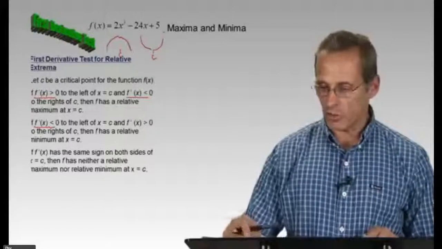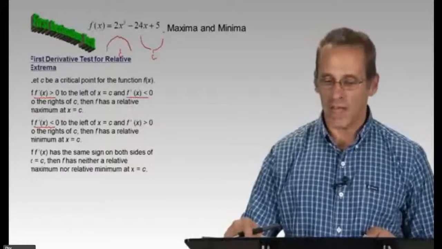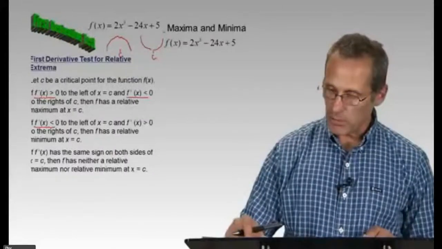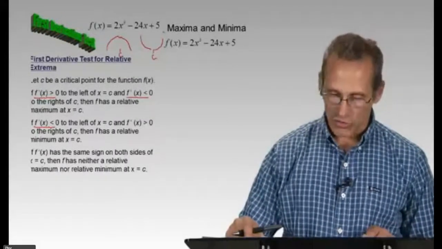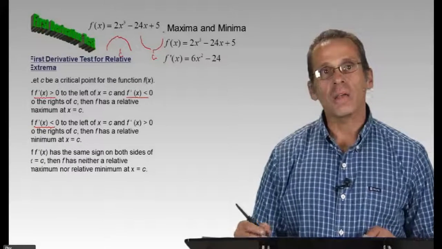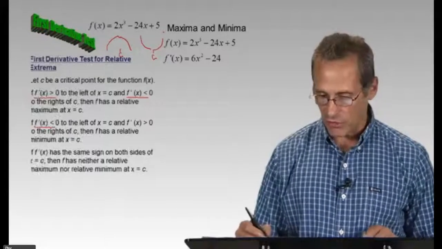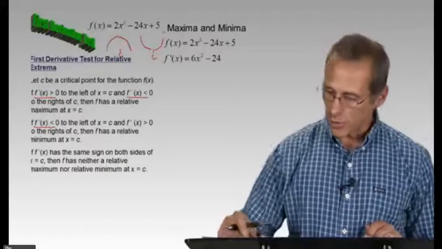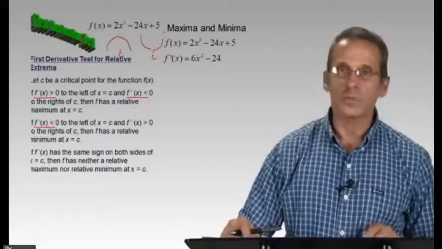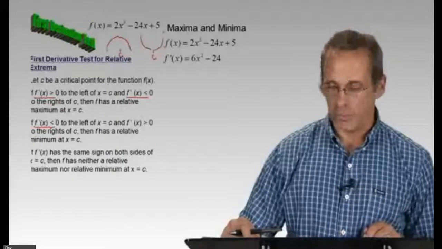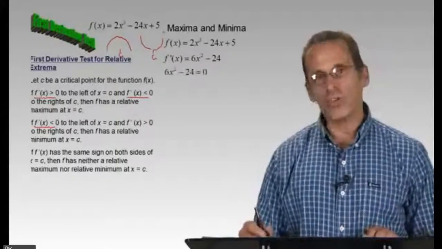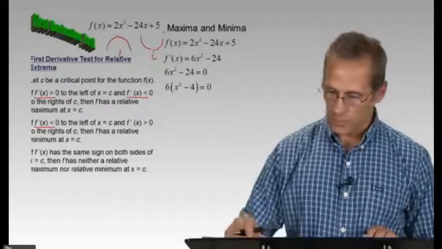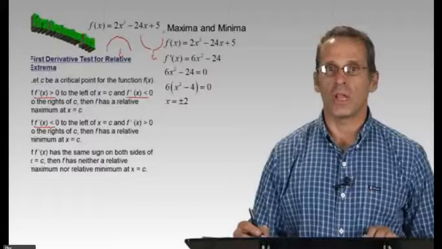So let's return to our function, 2x cubed minus 24x plus 5. What we want to do is find the extreme points. The locations of the extreme points are first found by finding the first derivative. The derivative of 2x cubed is 6x squared. The derivative of a negative 24x is negative 24, or minus 24. The derivative of a constant is 0. Then we set this derivative equal to 0 and solve. So we'll solve by factoring out a 6, and we find x is equal to plus and minus 2.